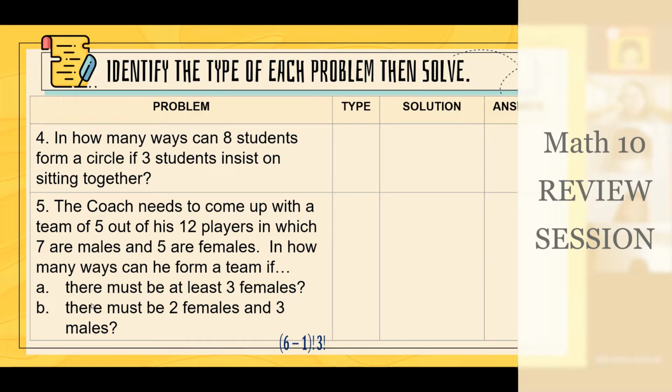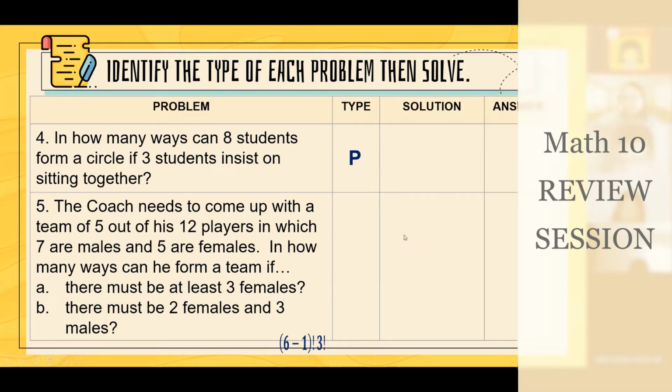Who haven't I called yet? Nathaniel, what type of problem is this? Combination. Sure. You have to arrange in a circle, so it's permutation. Now, do you have a solution here? Is it 8P3? Correct, 8P3, but then it's in a circle. Remember, you have to subtract. Who has another answer?